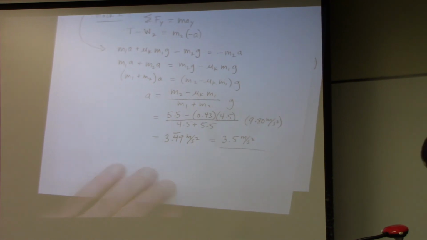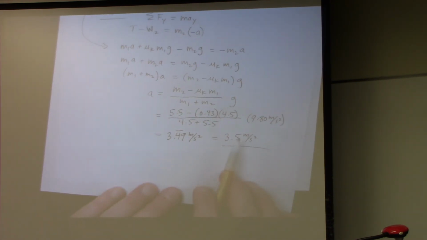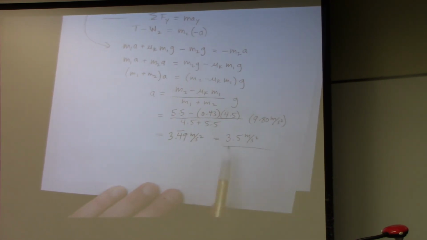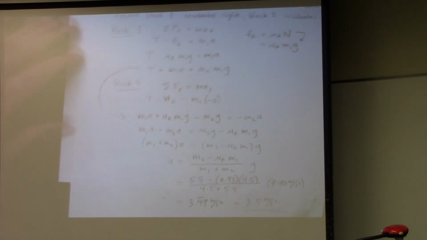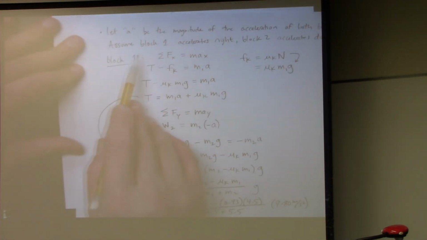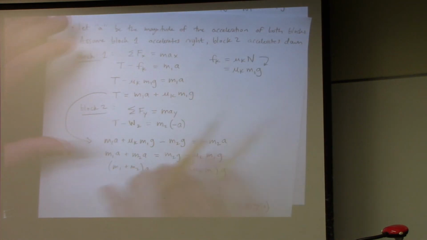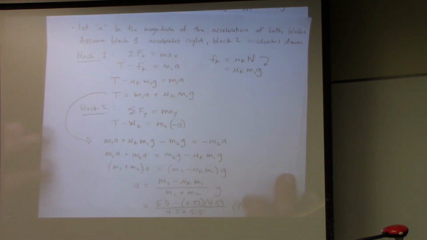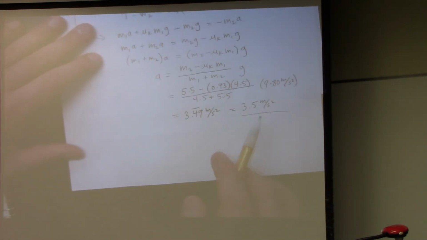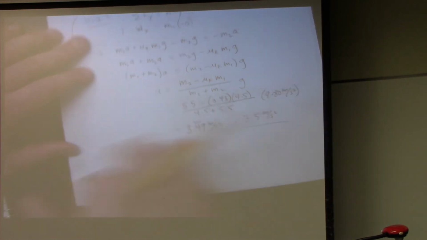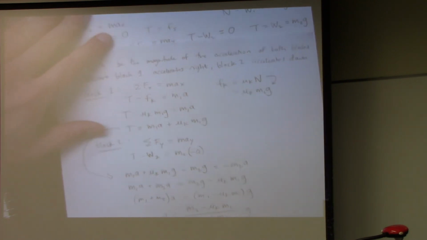Okay, so notice this came out positive, and the fact that it came out positive means the directions we assumed, that block 1 is accelerating to the right and block 2 is accelerating down, it means that was correct in what we assumed. If it was incorrect, this would have come out negative. But what does it mean?